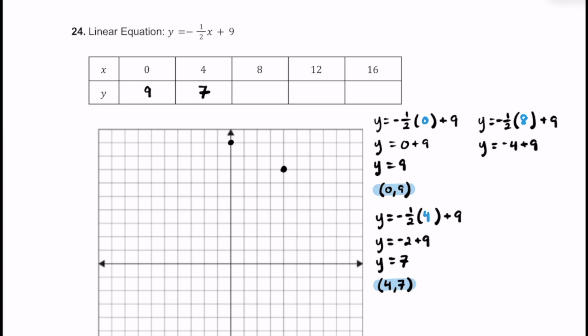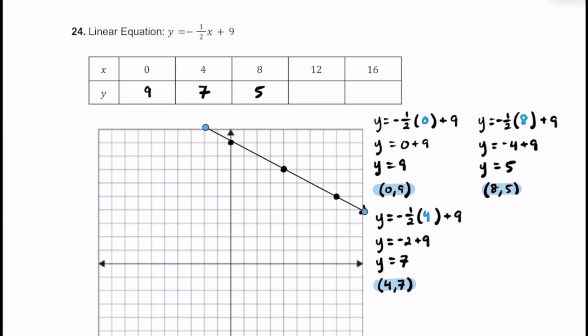Negative 4 plus 9 is going to be positive 5. So we're going to say that when x is equal to 8, then y will be equal to positive 5, right? That's the relationship there. We can go ahead and put 5 into our table, and then we have 8 comma 5. We can plot that in quadrant 1 right over here. Okay, so those are all the ones I think we can fit on the graph. So I'm just going to go ahead and draw that line here just so we have it.